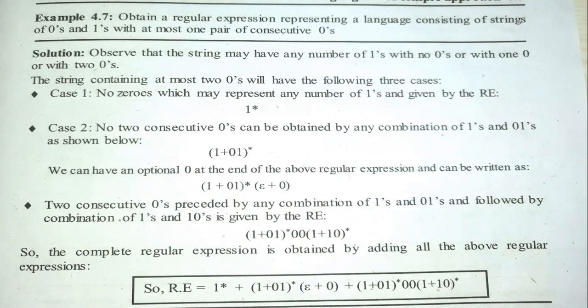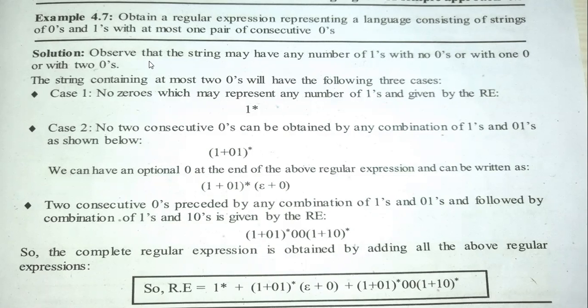Seventh question: obtain a regular expression representing a language consisting of strings of zeros and ones with at most one pair of consecutive zeros. What they're saying is, at most one pair of consecutive zeros is allowed. After that, there is no chance of occurrence of consecutive zeros over there. So now we'll see.